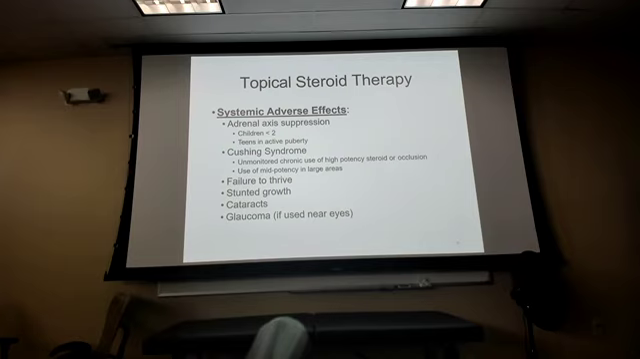Again, some systemic effects. So we just talked about all of the skin lesions. Now we can have some systemic also. So you can get into adrenal axis suppression. That happens more with children less than 2, but I also see it in teens going through puberty. You can see some Cushing syndrome, failure to thrive, stunted growth, cataracts, glaucoma.